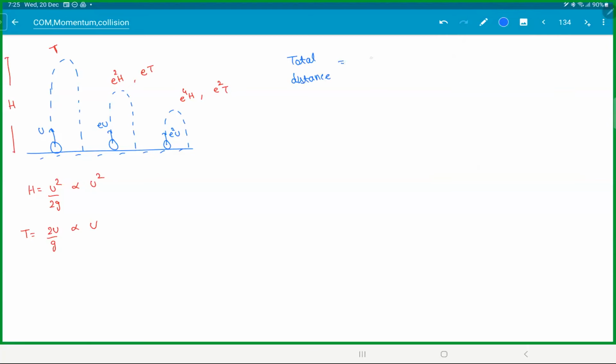The total distance will be, remember distance. So up and down, you have to count 2 times. I think Aditya forgot that. So 2h plus 2 times e square h plus 2 times e power 4h and so on till infinity. Take out 2h common, you end up with that sequence 1 plus e square, e power 4. This will be 2h by 1 minus e square.